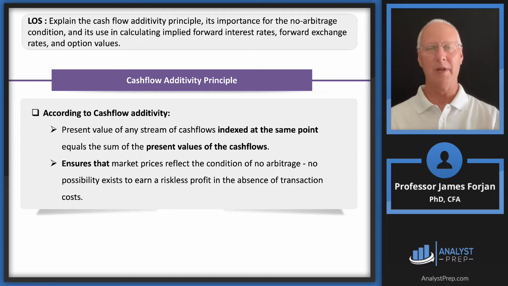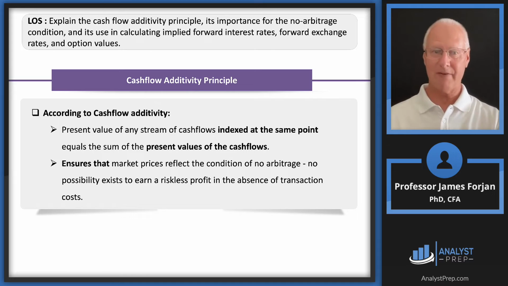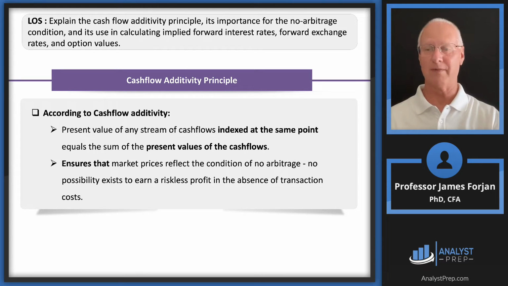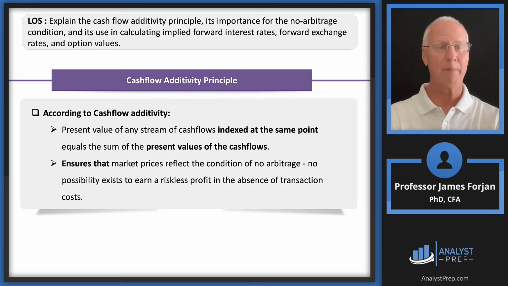Look at the second arrow point. This cash flow additivity ensures that market prices reflect the condition of no arbitrage. Here's a really cool concept that we'll talk about till the very end of Level 3. Arbitrage means that you have an investment opportunity that requires no capital on your own part, no initial investment, no risk, but a positive expected return. Doesn't that sound like something we want to learn about?